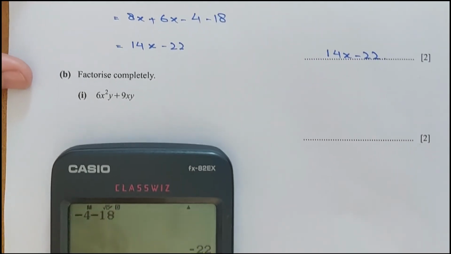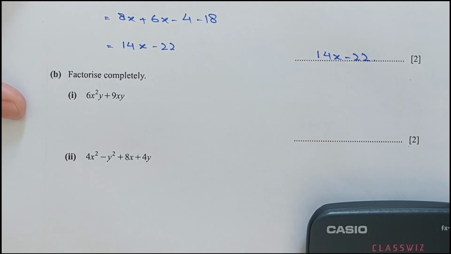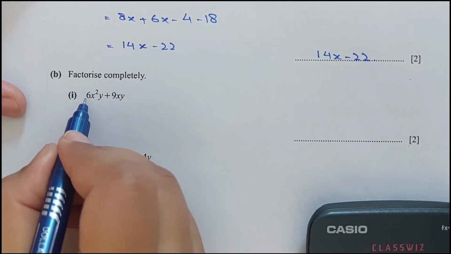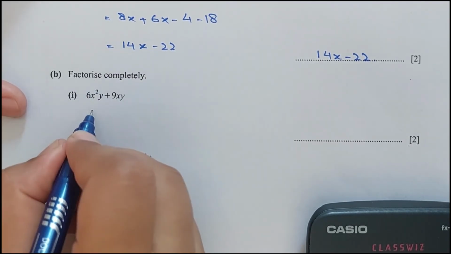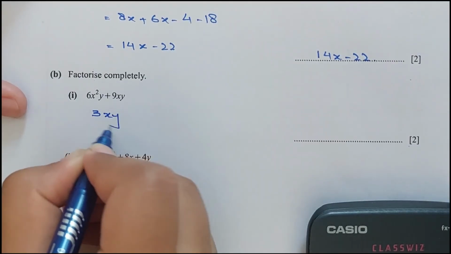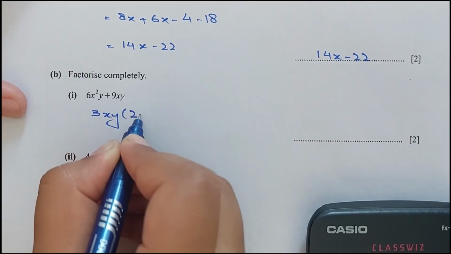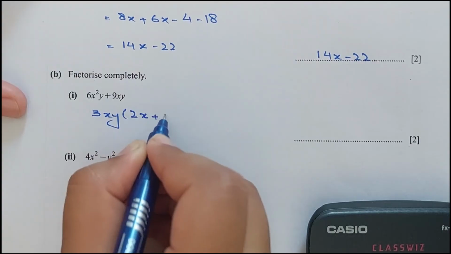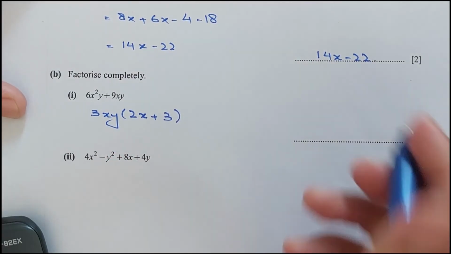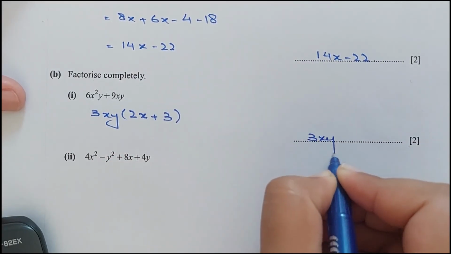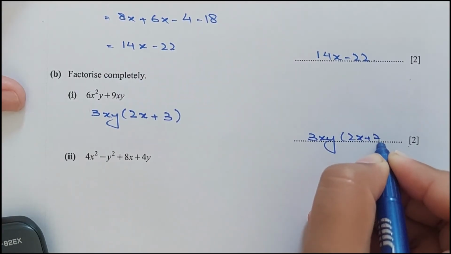Part B, factorize completely. Number 1. So here we can say 3 and 9, 6 and 9, 3 is common. x and y is common. So 3 times 2 is 6, x is left, and 3 times 3 is 9. So 3xy into 2x plus 3.